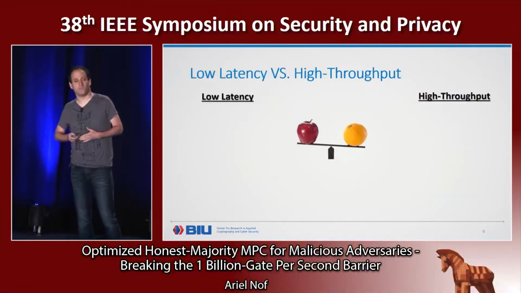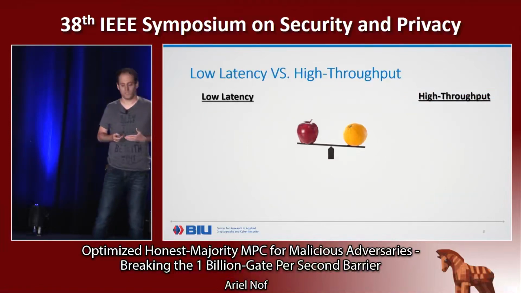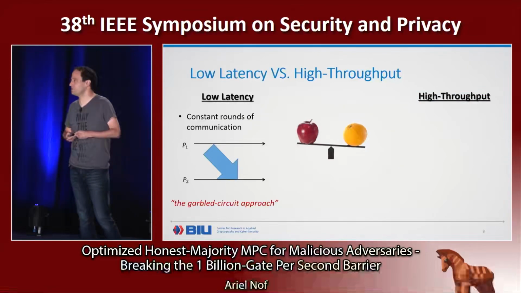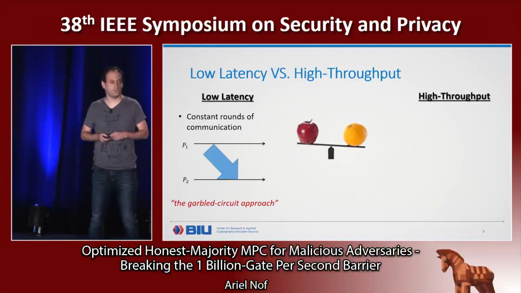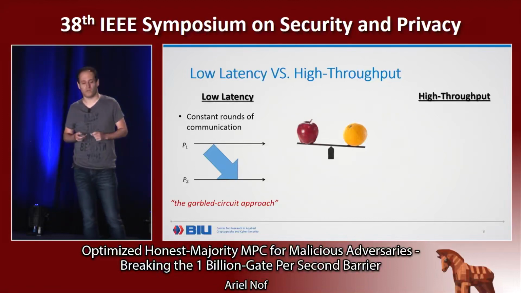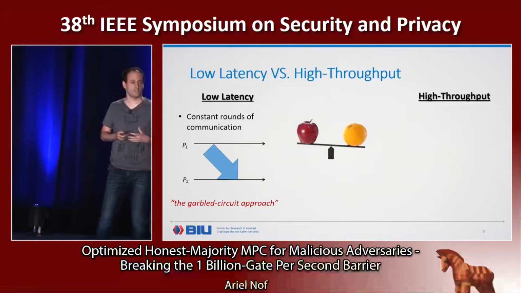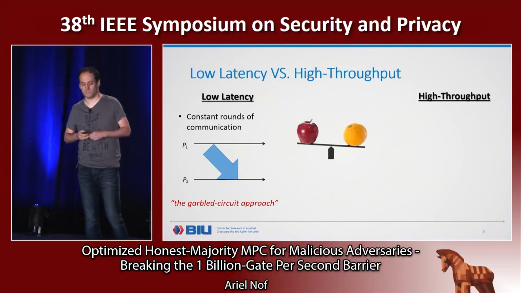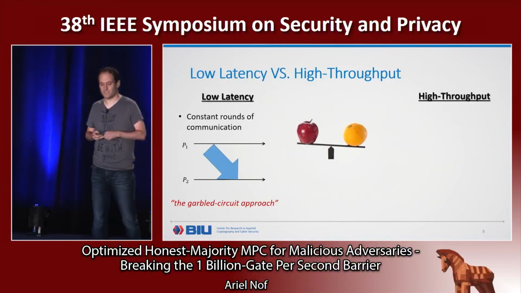Specifically, if we want to achieve low latency, then usually we would like to minimize the number of rounds of communication. This will usually be done using the garbled circuit approach, where you have several rounds of communication, but in each round you send a large amount of data. The parties send an encrypted version of the circuit, so these are big messages.